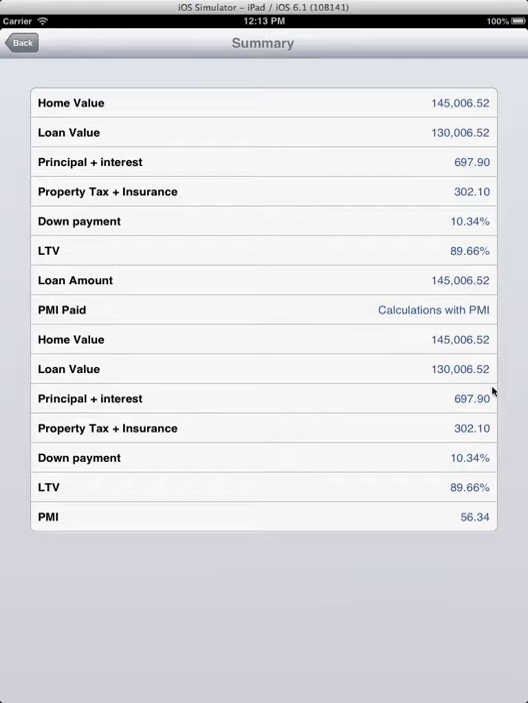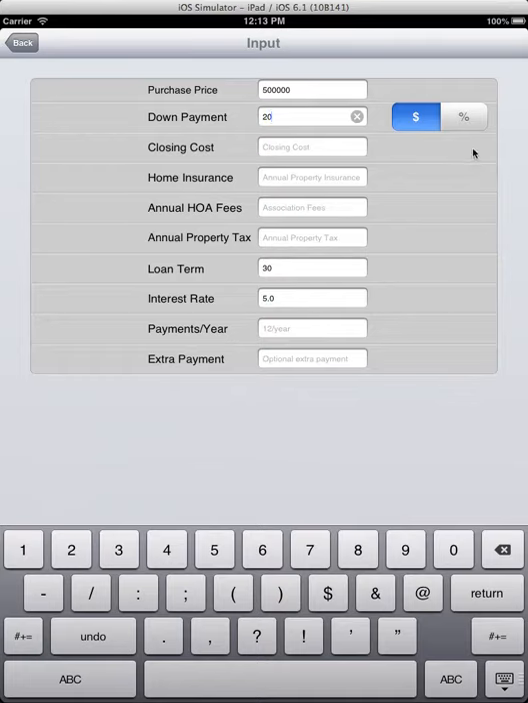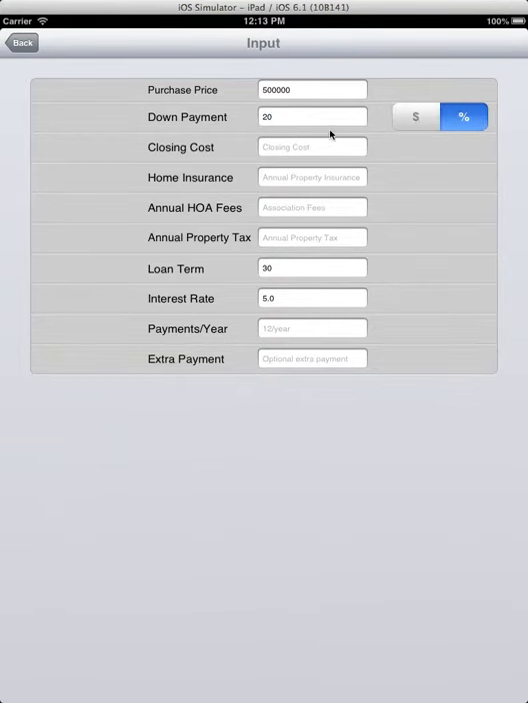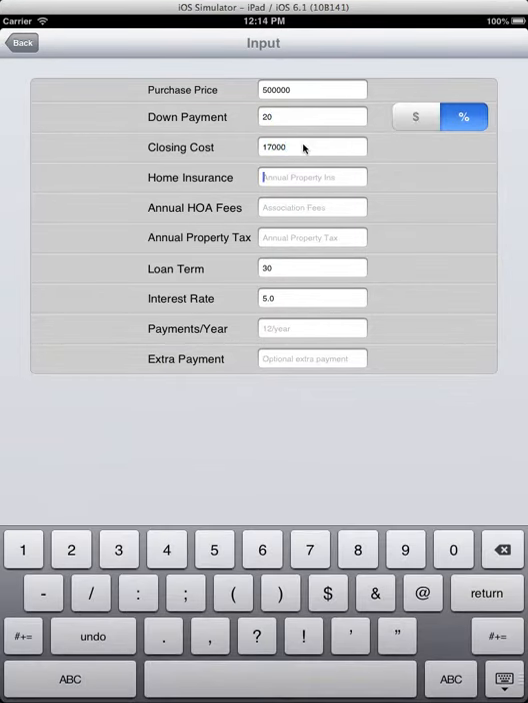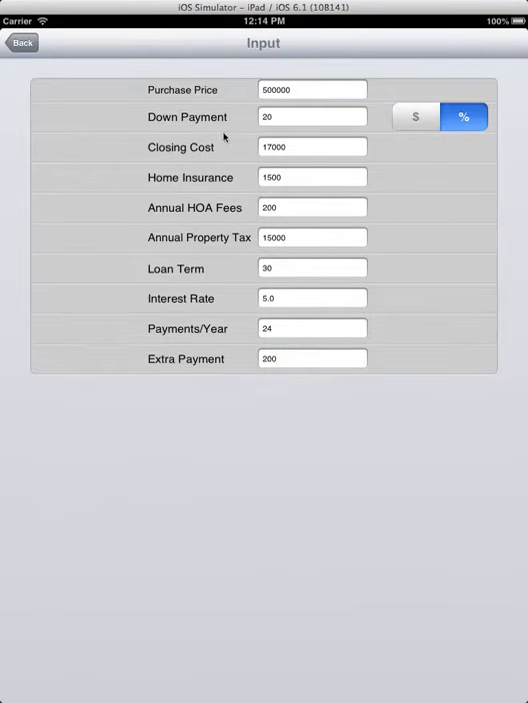Amortization, let's see. Under $500,000, and down payment is 20%, and closing cost is $17,000. Home insurance is $1,500. Association fee is $200 per month. Annual property tax is $15,000, and loan term is 30 years, and we are paying twice a month, and we are making a $200 extra payment.